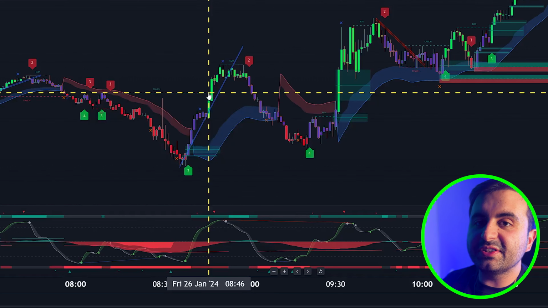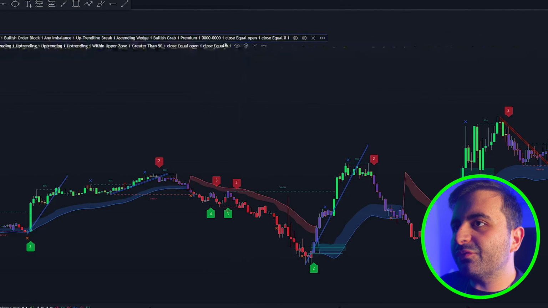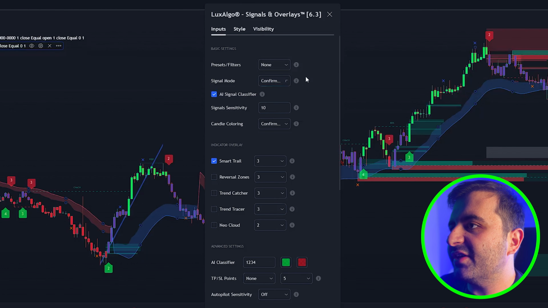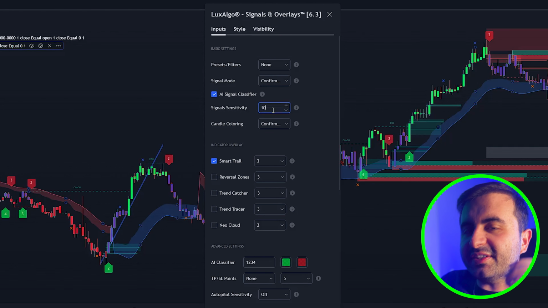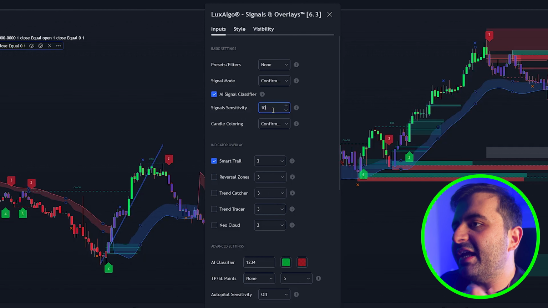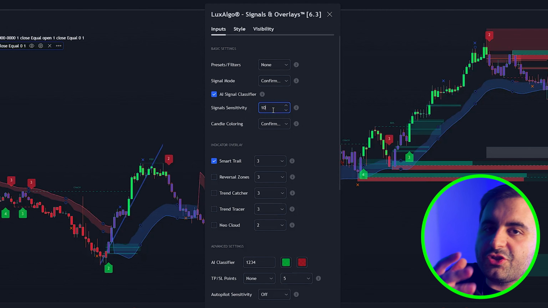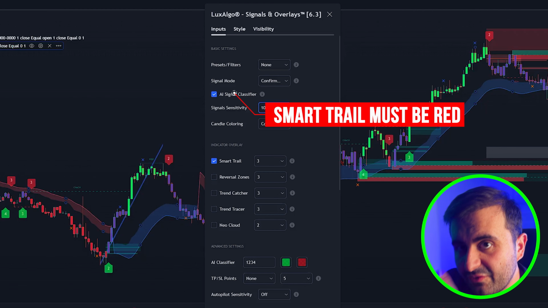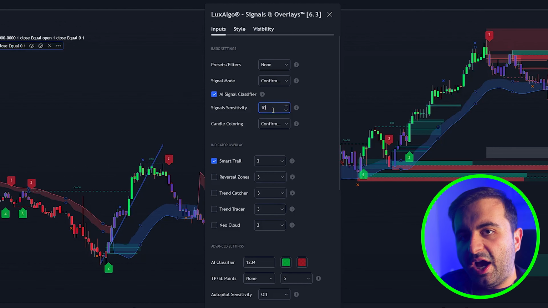It's very important that you understand this correctly before you use it. Let's start with the signals and overlay settings. We have enabled the confirmation exits, the signal classifier is checked, and the sensitivity is 10. This sensitivity topic is a highly asked question, which number you should pick, and I will show you in this video in very much detail and very clearly. I will come to that.